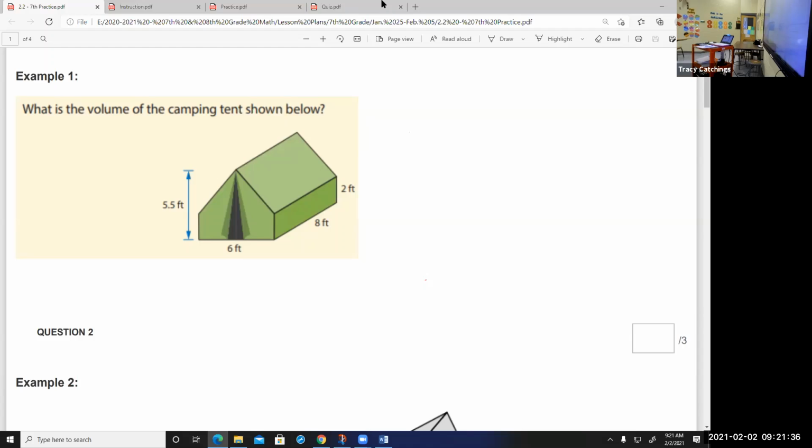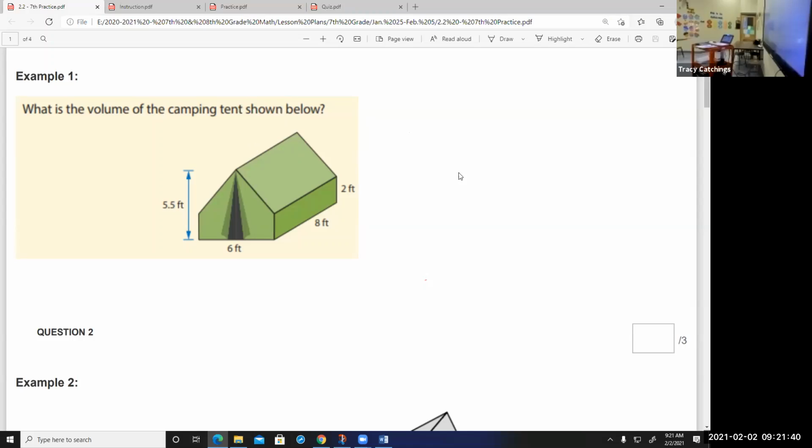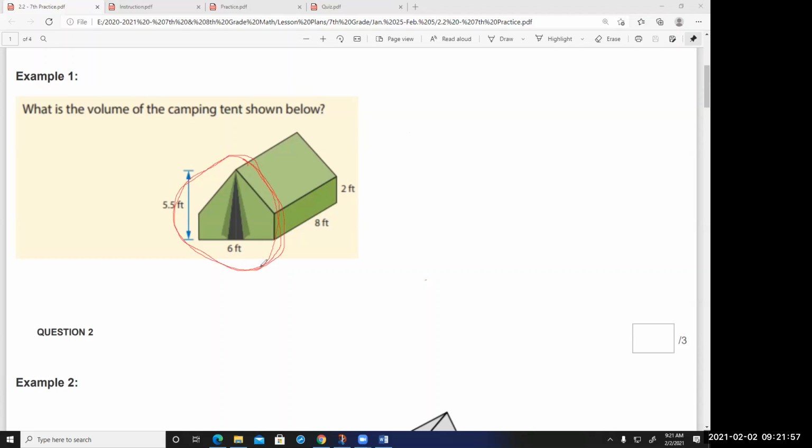All right, so now that we have made it, example 1 reads, what is the volume of this camping tent shown below? Let's look at that camping tent closely. The base of this camping tent is in the front. Can you recognize any shapes we can separate it into? We can separate a rectangle, 2 rectangles.